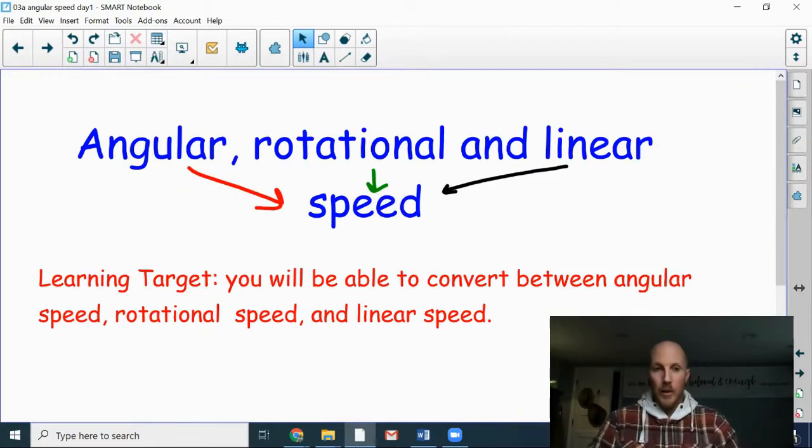Today, we're going to be looking at angular speed, rotational speed, and linear speed. Our learning target is that you'll be able to convert back and forth between each of those types of speed. Really, there's like 6 pairs from angular to rotational, rotational back to angular, and so on. 6 different conversions, 3 types of speed.